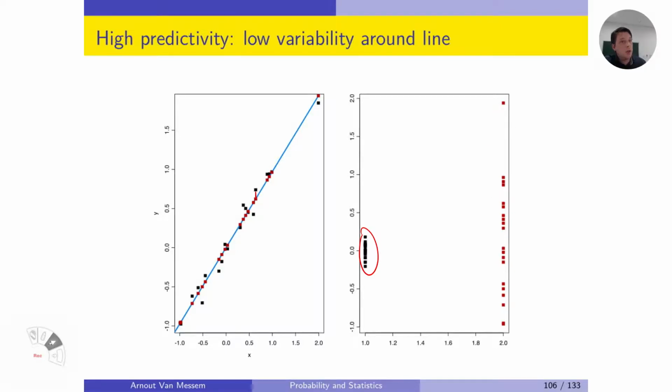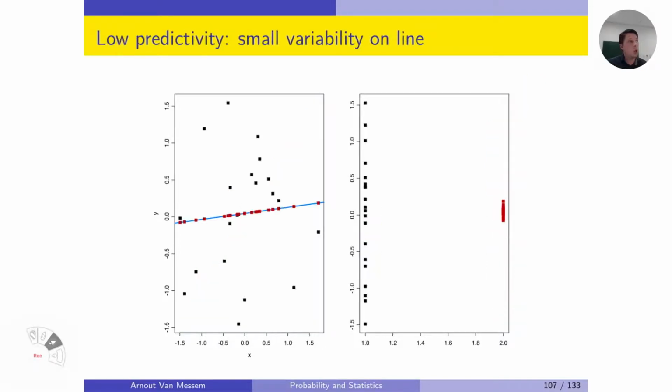So what we do here is we do not look at the actual values of the spread, but what we see is that the variability of the residuals, so the black ones, the y minus y hat, is very small with respect to the variability on the regression line, the y hat minus y bar. So in this case, variability around the line is small with respect to variability on the line.